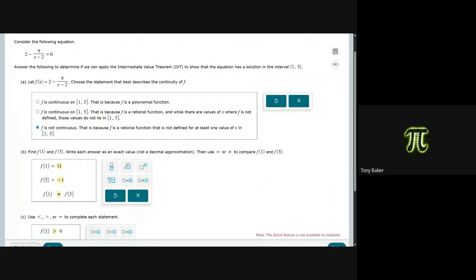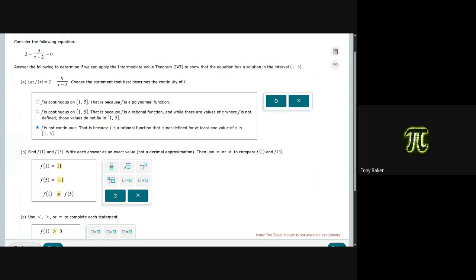All right. Let's look at this one. It says it's continuous. It's not continuous. So what is the value where it's not continuous? X equals 2. What is the interval that I'm looking at? 1 to 5. 2 is within that. So therefore it is not continuous.